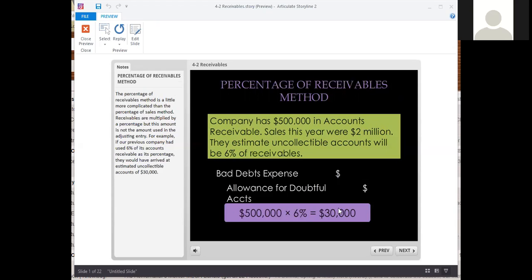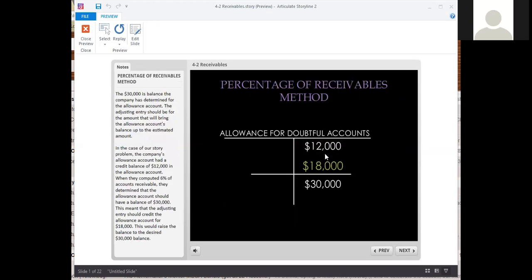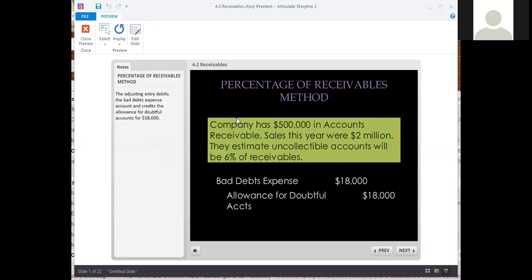The method's a little more complicated. The 30,000 just doesn't drop into the general journal entry. It goes through a process of looking at this account. 30,000 that we just computed becomes the balance we want to see in the account, and we have to back into, okay, we're going to need to increase this account by $18,000 to get to that number. And then we make a journal entry for $18,000.